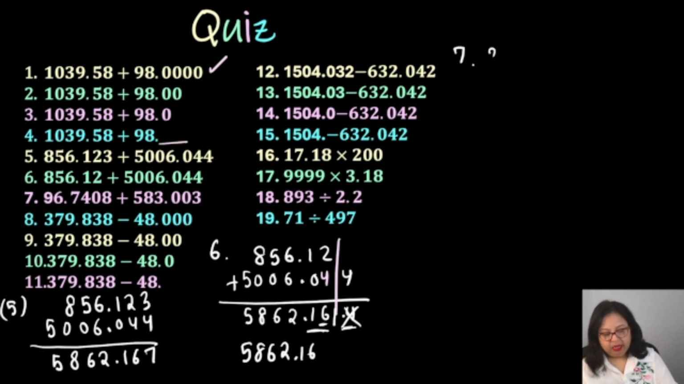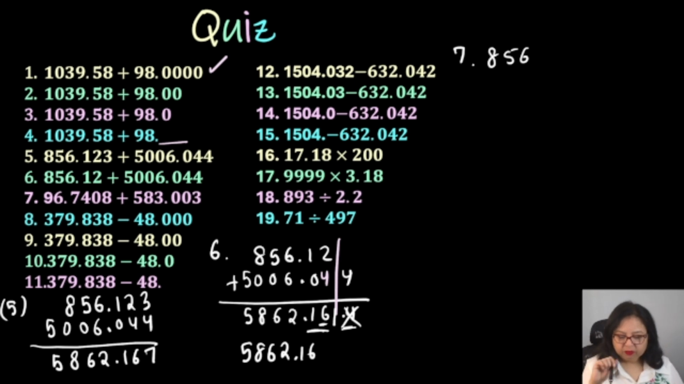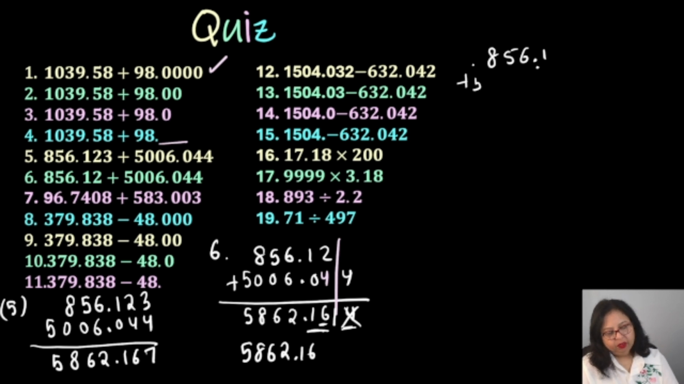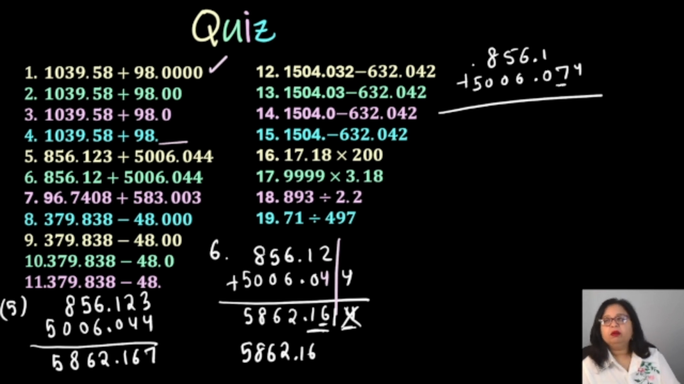Number 7. Alright, again, same 856. No. Number 7 is different. But why don't we just look at this? Another example. If we had 856.1 plus 5006.074. I know that it used to be a 4 over here. I just changed it, just to illustrate a point.